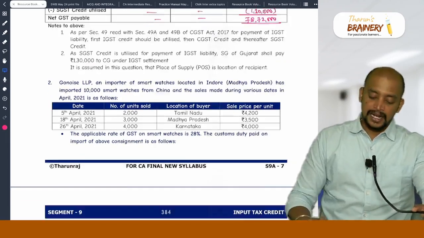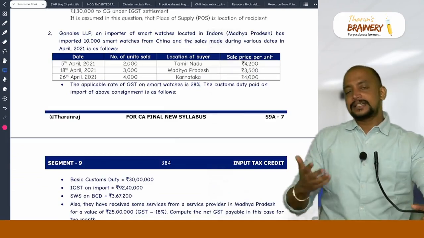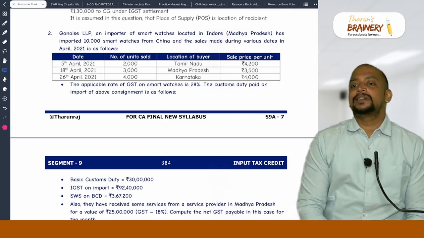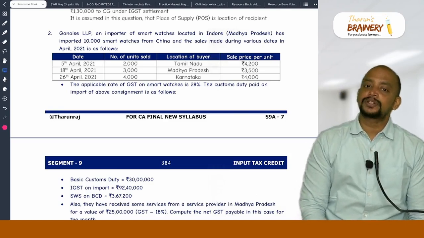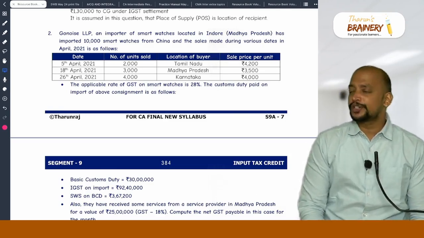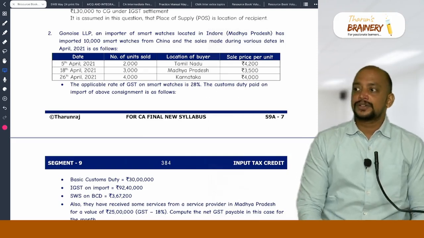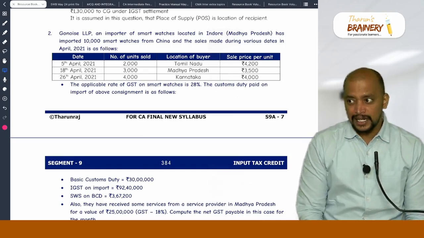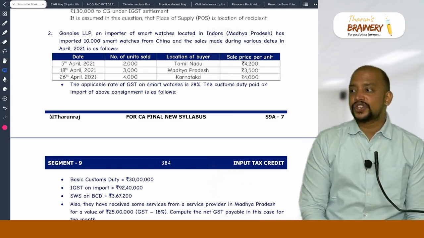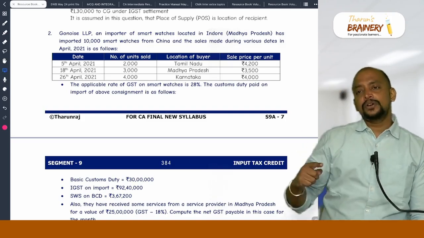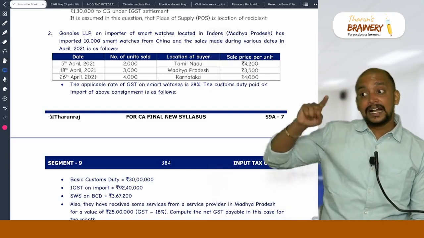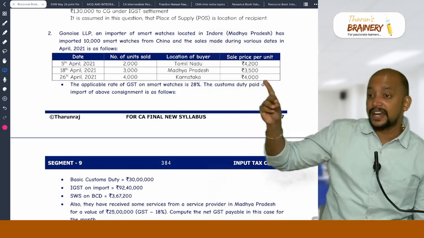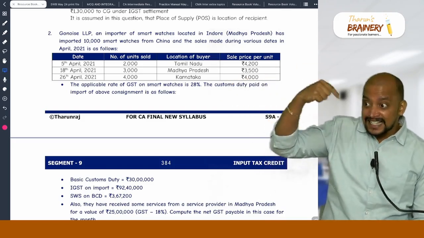Done. Next, look into the second question. Yesterday, I was discussing with you on import. What are the usual taxes or duties that we pay on import of goods? Import of goods is actually a subject matter of customs. So as per customs, we need to pay three things usually: basic customs duty, IGST and social welfare surcharge. Even though IGST is levied under Customs Act, not under GST law, that IGST can be taken as credit.